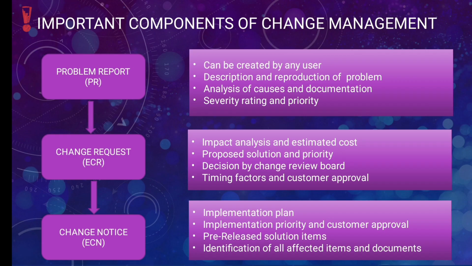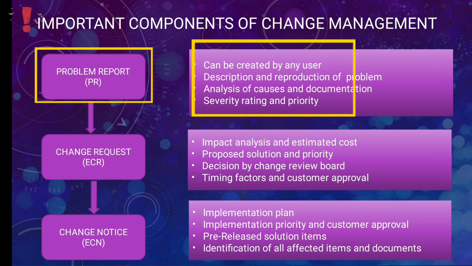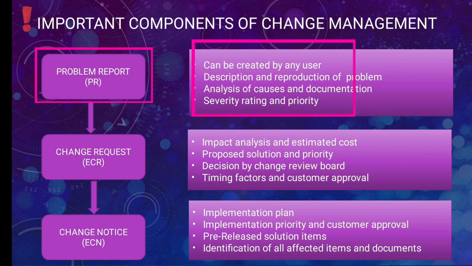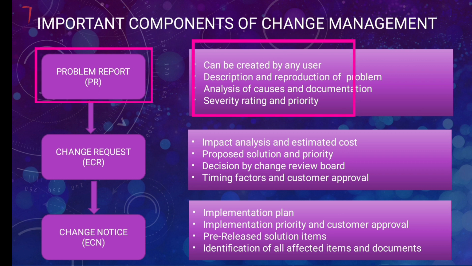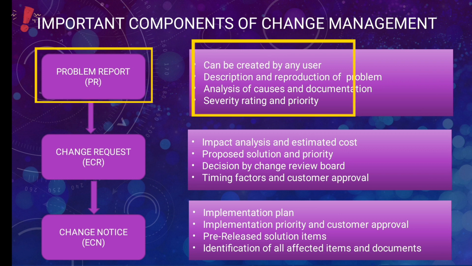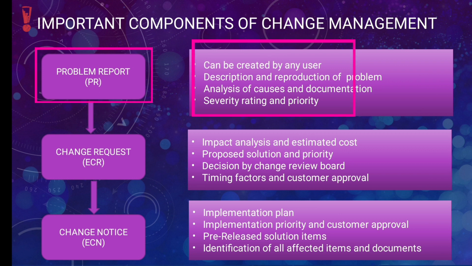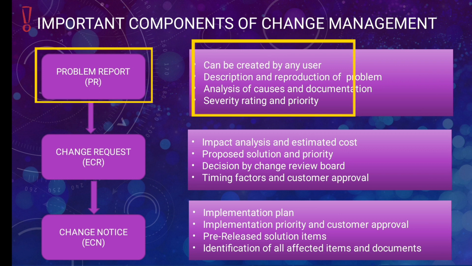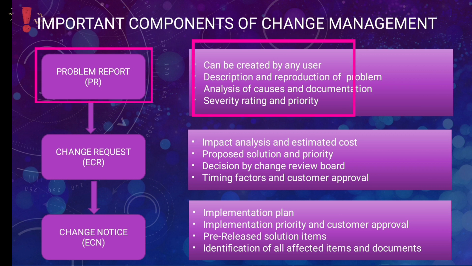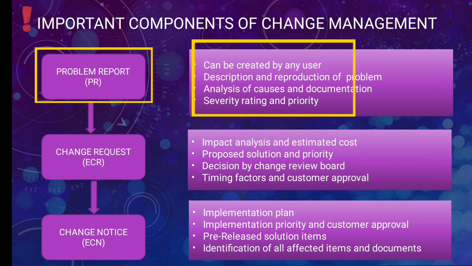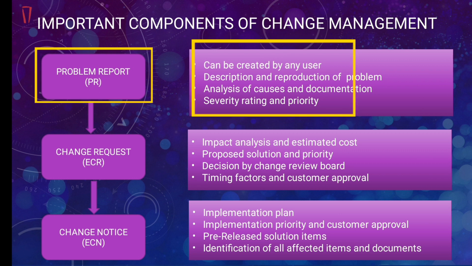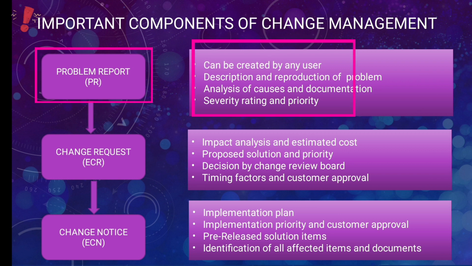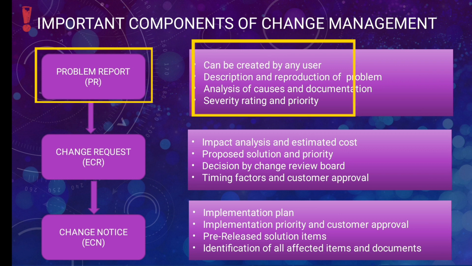Let's look into the important components of a change management system. First one is the problem report. A problem report is a document or form that is used to report a problem or issue with a system or process. The purpose of a problem report is to provide a formal mechanism for identifying and tracking problems so that they can be resolved in an efficient manner. Problem reports are often used to trigger the change management process by identifying a need for a change.